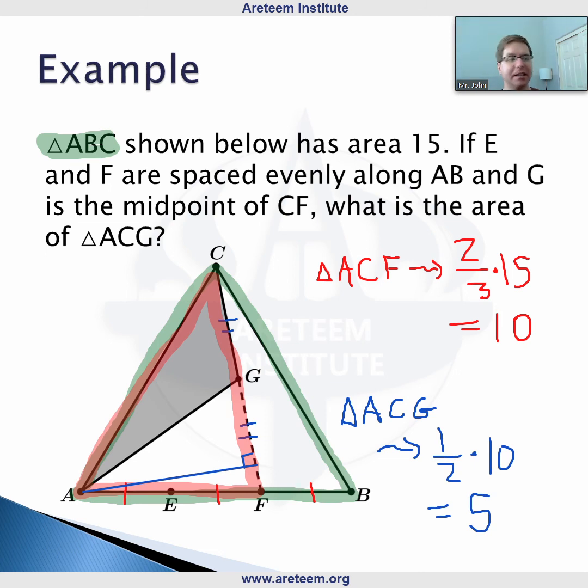Once you get good at this stuff, it can be almost immediate. We shrink it by a factor of 2/3, so it goes from 15 to 10, and then we shrink it by half, and it goes to 5. So our answer is that the area of triangle ACG is 5. And it's really powerful here: we don't know any of the dimensions. In fact, our triangle doesn't need to look like this one. As long as we start with a triangle with area 15, the same conclusion will be true.